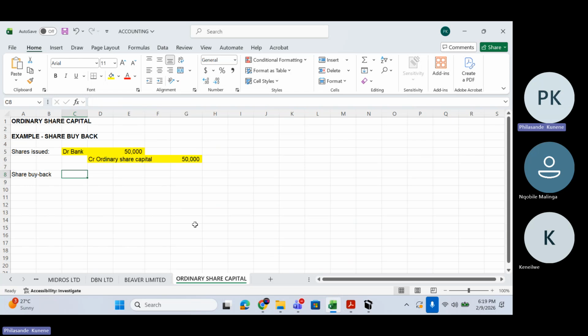So what am I going to debit? What am I going to credit if I'm buying back shares? What am I going to debit? What am I going to credit?